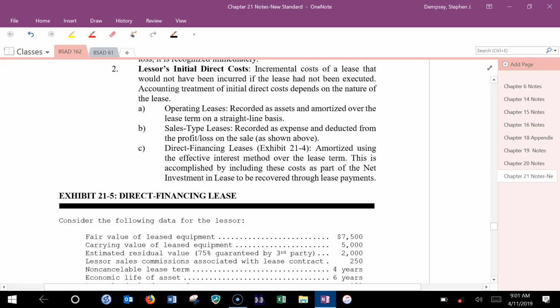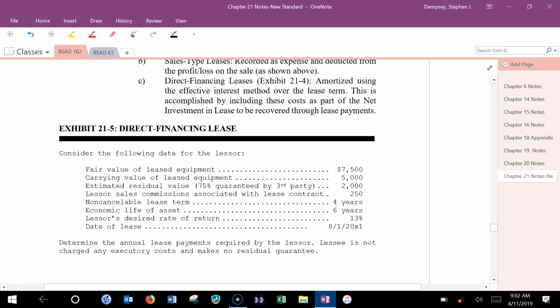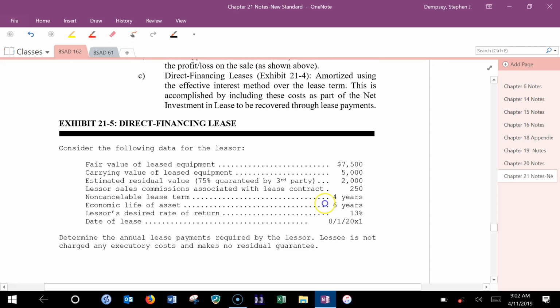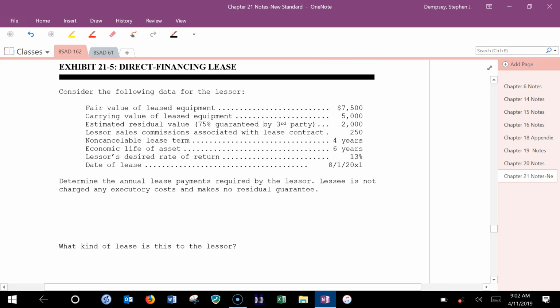What do we do with initial direct costs? Well, under operating leases, we just amortize them straight line over the lease term. Under sales type leases for the lessor, we saw what we did. We expensed them in the period of sale. It was like a cost of the sale. So that was already illustrated. But in a direct financing lease, these are amortized using the effective interest method. Remember we used the effective interest method to amortize bond issue costs? Same sort of idea here. And that's best accomplished by including those costs as part of the net investment in the lease to be recovered through lease payments. So I'm going to give you a whole new example now, okay?